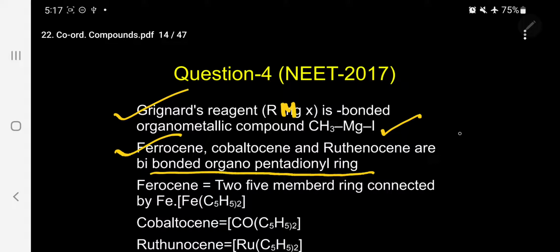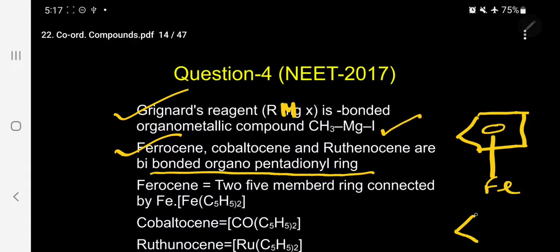There is a 5-membered ring. Kindly follow. 5-membered ring, and it is bonded through iron. Again, there is a 5-membered ring. Can you imagine? 5-membered ring. So, this is called ferrocene.